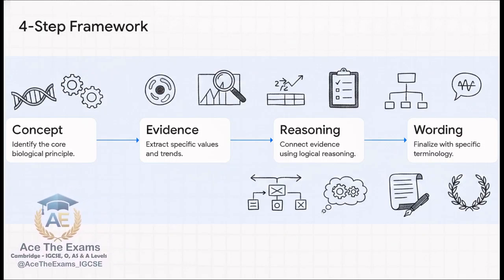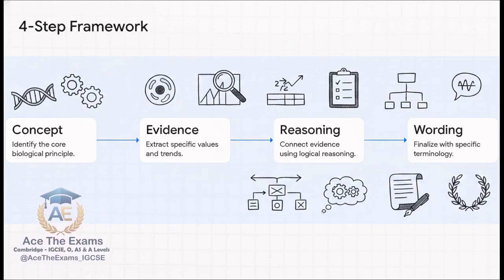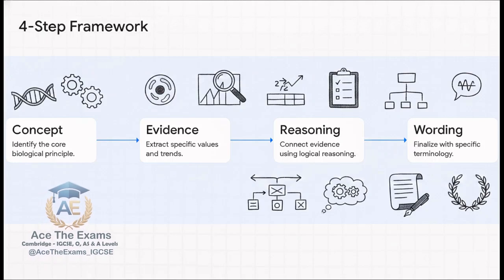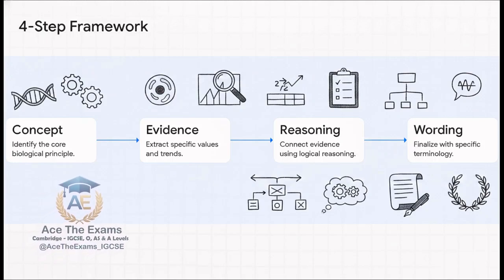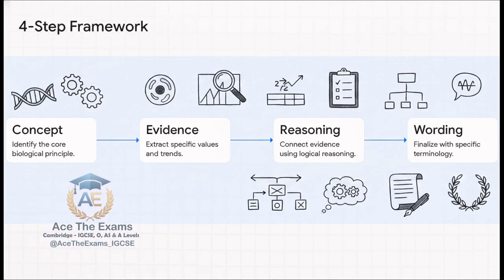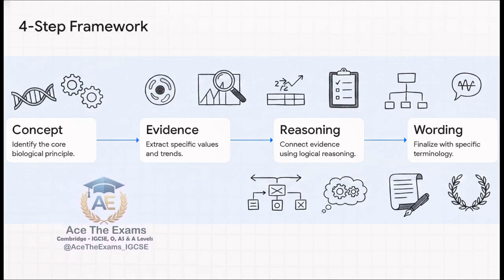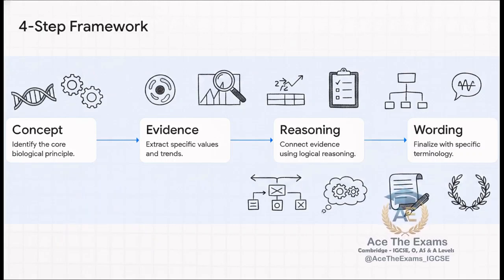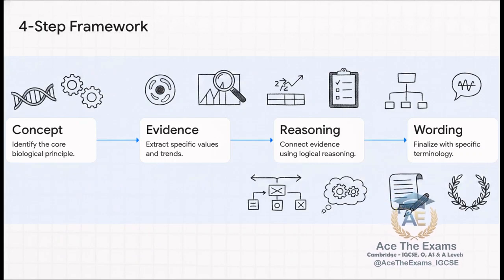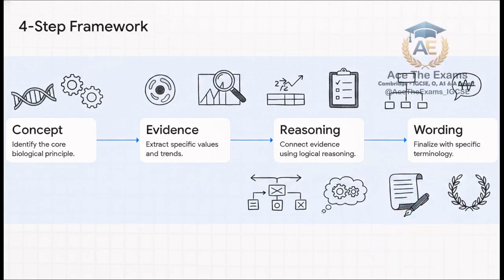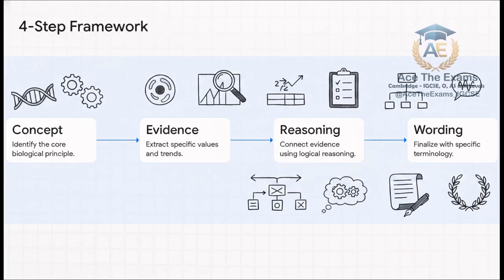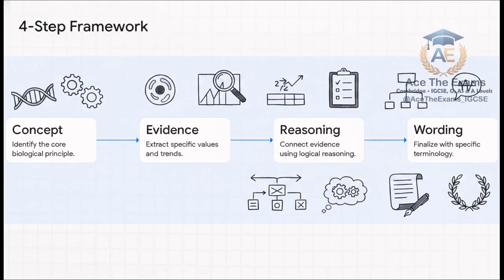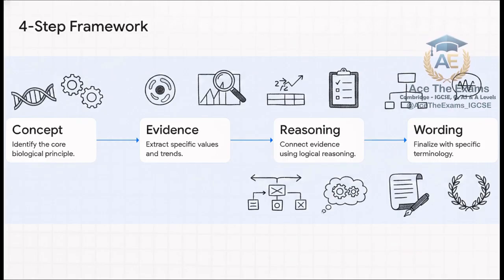Step 1 is concept identification. You've got to clearly establish the core biological principle first. Step 2, evidence extraction. Literally pull specific values, trends, or labels right out of the exam diagrams or tables. Step 3 is scientific reasoning. This is where you connect your evidence to the concept using causal-because relationships. And finally, step 4, examiner wording. Lock in your answer using the exact terminology and units approved by the official mark scheme. This sequence right here moves you flawlessly from a basic concept to an absolutely undeniable A-star answer.